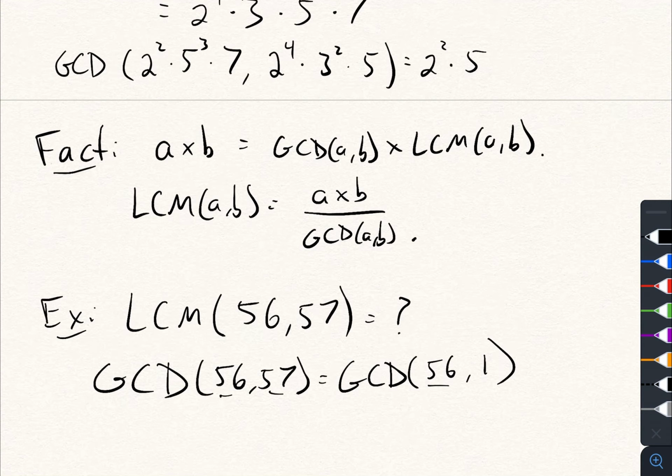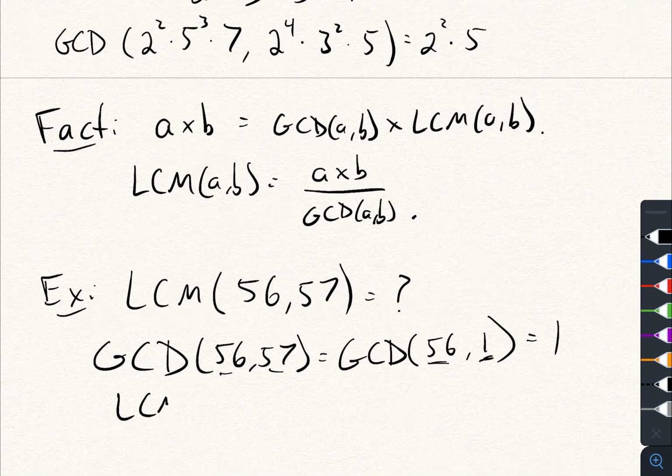All right, what's the GCD of any number with 1? Well, 1 is the only divisor of 1, and so it's a divisor of 56 as well, so that's the biggest common divisor. So the GCD of these two numbers is 1, and so the LCM is going to be equal to 56 times 57 divided by the GCD, which is just 1, so we don't even have to do anything there. And so it's just whatever that product is. I'm not going to compute it. You could use a calculator if you particularly care to know. But that's just what the least common multiple is.